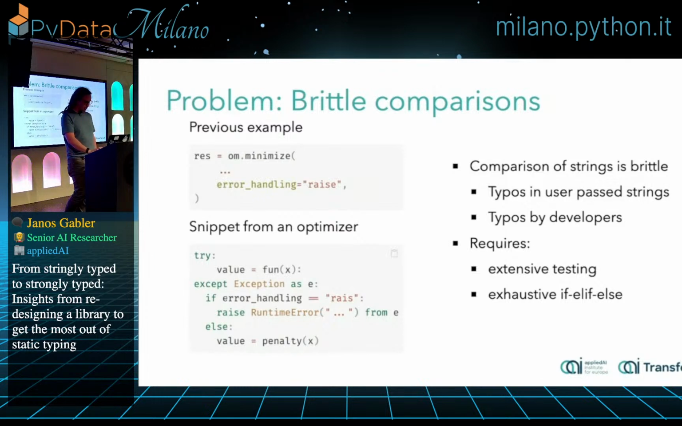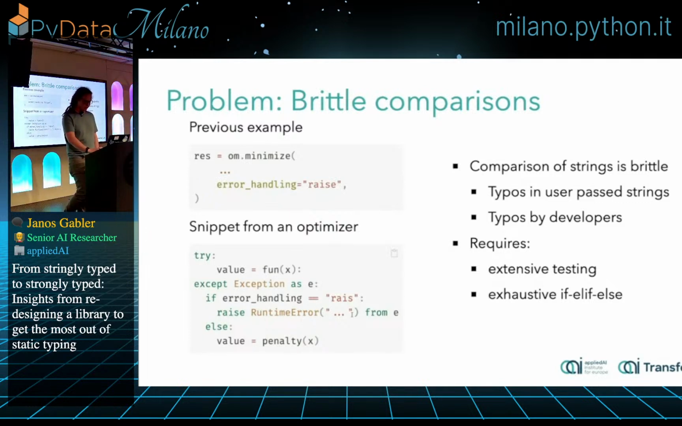If an error occurs, we check what's the specified error handling. And depending on that, we either raise the error or we replace the function value with a penalty value. And as you can see, the typos could be on both sides of this. The user can make a typo, and it will be very hard to find. But also the developer can make a typo. In this case, the typo is very obvious, but there are less obvious cases.